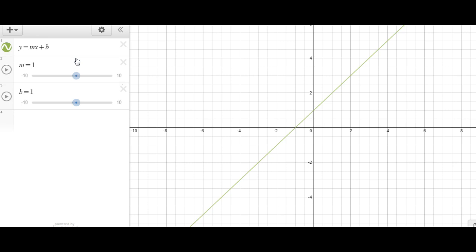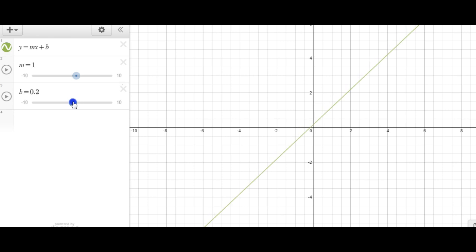Y equals mx plus b is the equation of a straight line. Okay, and that's what a linear function is, right? So it's of degree 1 because there's an exponent of 1, right? X to the power of 1, right? Quadratic, you'd have x squared, cubic x cubed, and so on. All right, so this line has slope of 1.